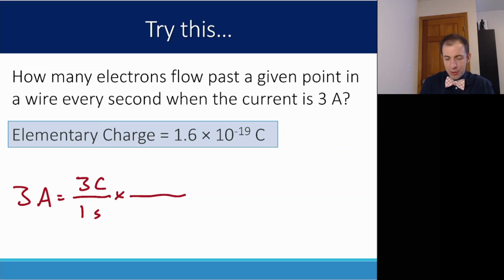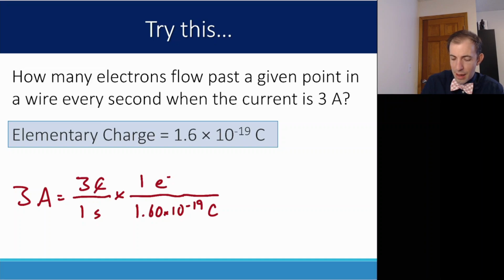Well, I can use my elementary charge. I know that one electron, we can just describe it like this, 1 e minus, is 1.60 times 10 to the negative 19th coulombs. That will make it so that coulombs cancel out, and we have, in the end, just electrons per second, which is 1.88 times 10 to the 19th electrons.